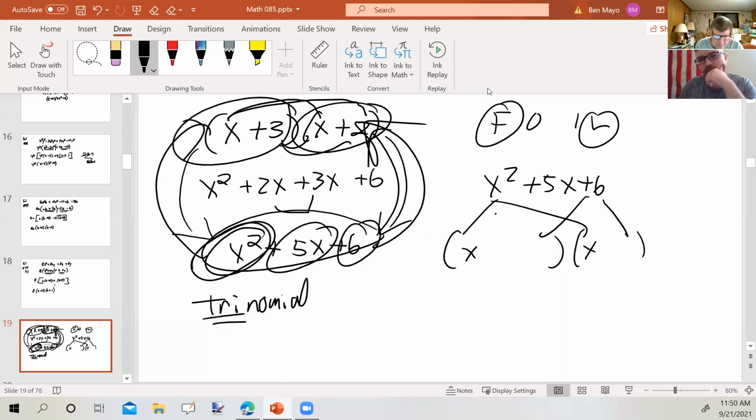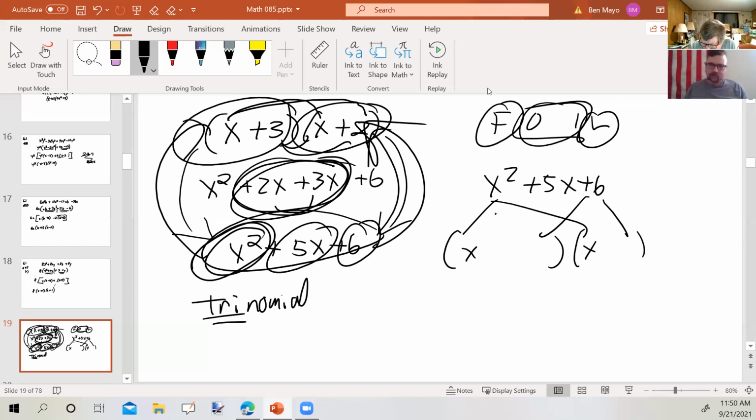Where did this come from? Well, it came from those. So that is where the middle term came from. It came from the sum of the outer and inner terms.